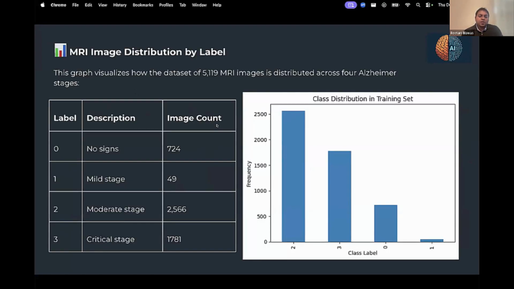So looking into the dataset that I used here, it is classified by 4 labels. 0 means there is no sign of Alzheimer's, 1 says the mild stage, 2 measures the moderate stage, and 3 is critical. And this graph shows how the dataset's distribution looks.